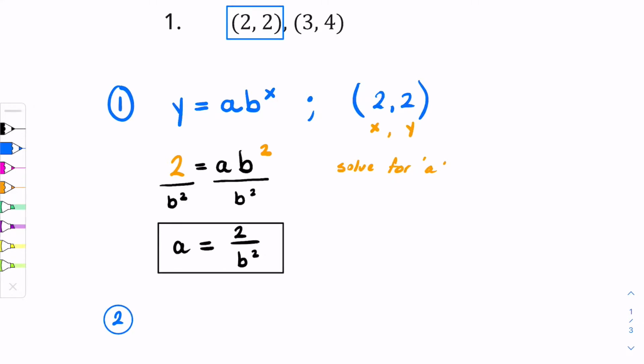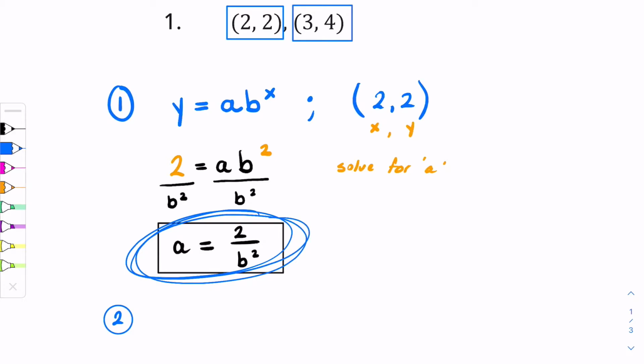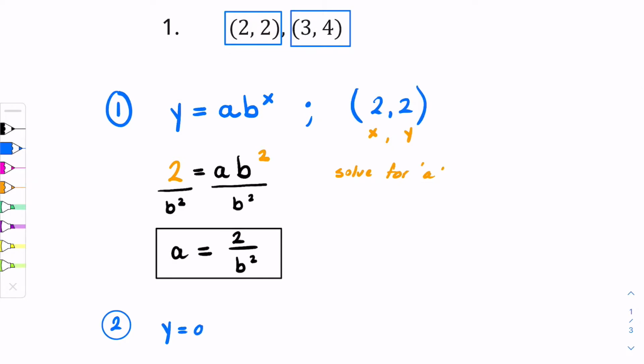Step 2 tells us to choose the other point. So now I'm picking 3, 4. I need to substitute that back into the original function of y equals a times b to the power of x. And I also need to substitute in the value of a that I just found in step 1. We are using y equals a times b to the x. We're substituting in 3, 4. And we're also substituting in a equals 2 over b squared.